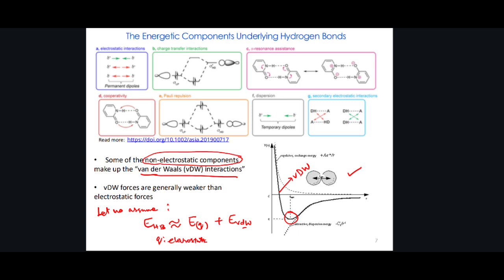So, in your mind you can think of hydrogen bonds as some electrostatics and some van der Waals. It's an approximation, okay? Let's assume E_HB is approximately E_electrostatic, where I'm using Q as shorthand for charge, plus E_van der Waals.